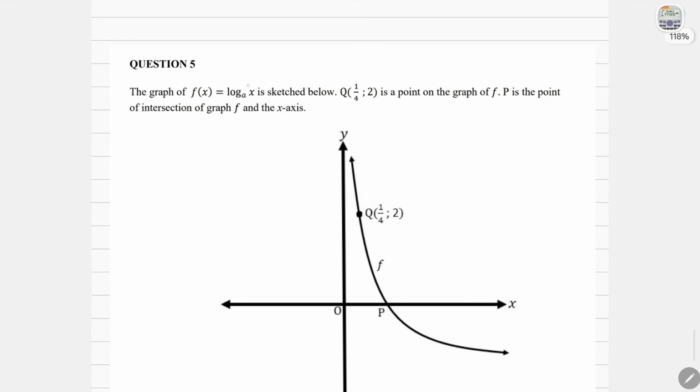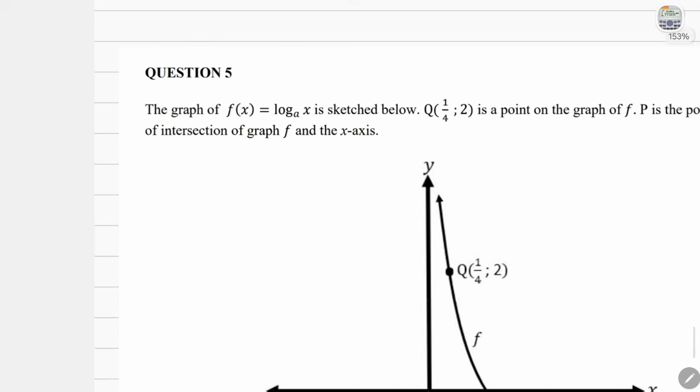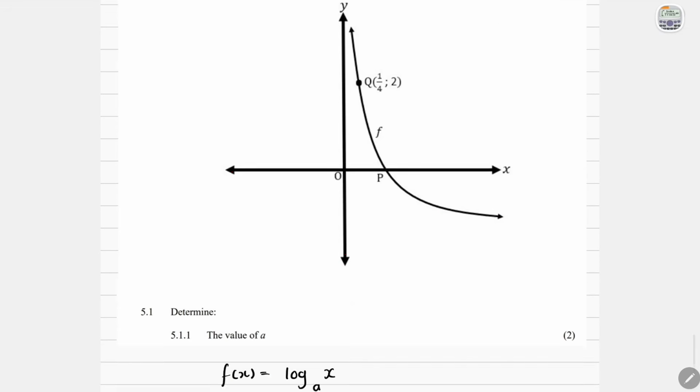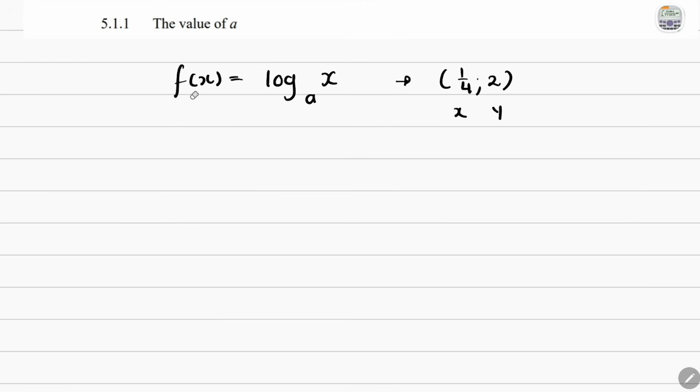So we have the graph and we have one point on this graph, so we can substitute it in place of x and y, and that will help us to find that value of a. So f of x is equal to log x to the base a, and then we're going to substitute this point in place of x and y. So 1/4 and 2, so this is x and this is y. So f of x is 2. So we're saying 2 is equal to log to the base a, and then the x value is 1/4.